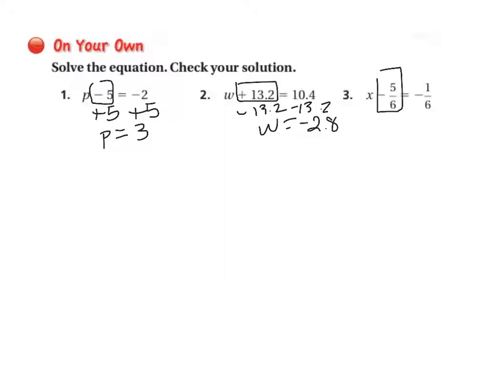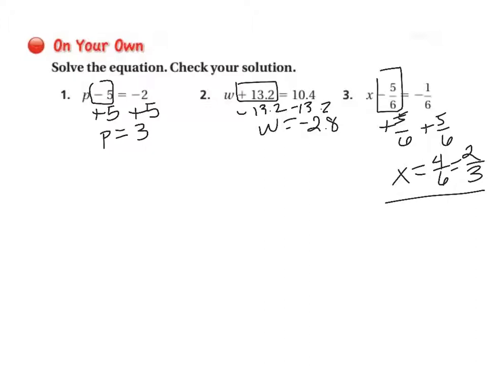And then number 3, we have x minus 5/6 equals negative 1/6. So we look at the sign in front of it. We're going to use the inverse operation. So we're adding 5/6 to both sides. So negative 1/6 plus 5/6, so we end up with an x on the left and 4/6 on the right. And if we simplify that, we have 2/3, so x equals 2/3.